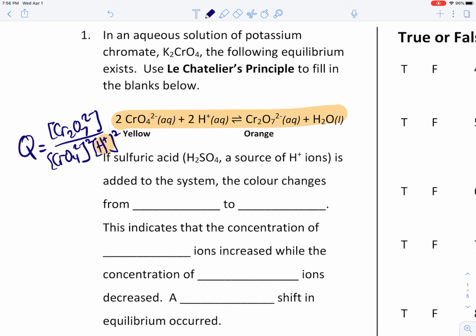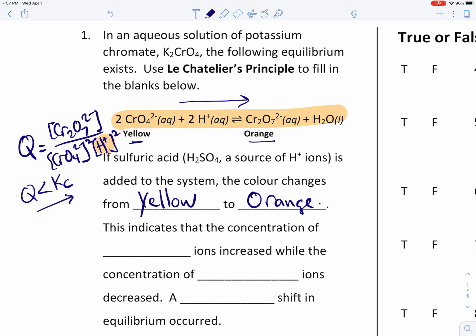If Q gets smaller, then Q will be less than Kc, because Kc is unaffected unless temperature changes. If Q is less than K, we know that causes a forward shift in the equilibrium. So we're going to see a forward shift as a result of adding those hydrogen ions. So the color change would change from yellow. It started off as potassium chromate, which is yellow, and it'll change to dichromate, which is orange. So we're going to see a change from yellow chromate to the orange dichromate.